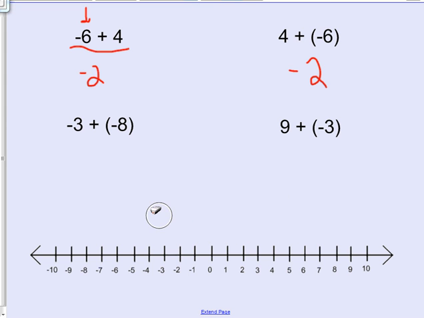Our third example is when we are adding two negative numbers together. We start at negative 3, and because we're adding a negative number, we're getting more negative. So we would go more negative 8 times, to the left 8 times. So 1, 2, 3, 4, 5, 6, 7, running out of room, 8, which would be at negative 11. So the answer here would be negative 11.